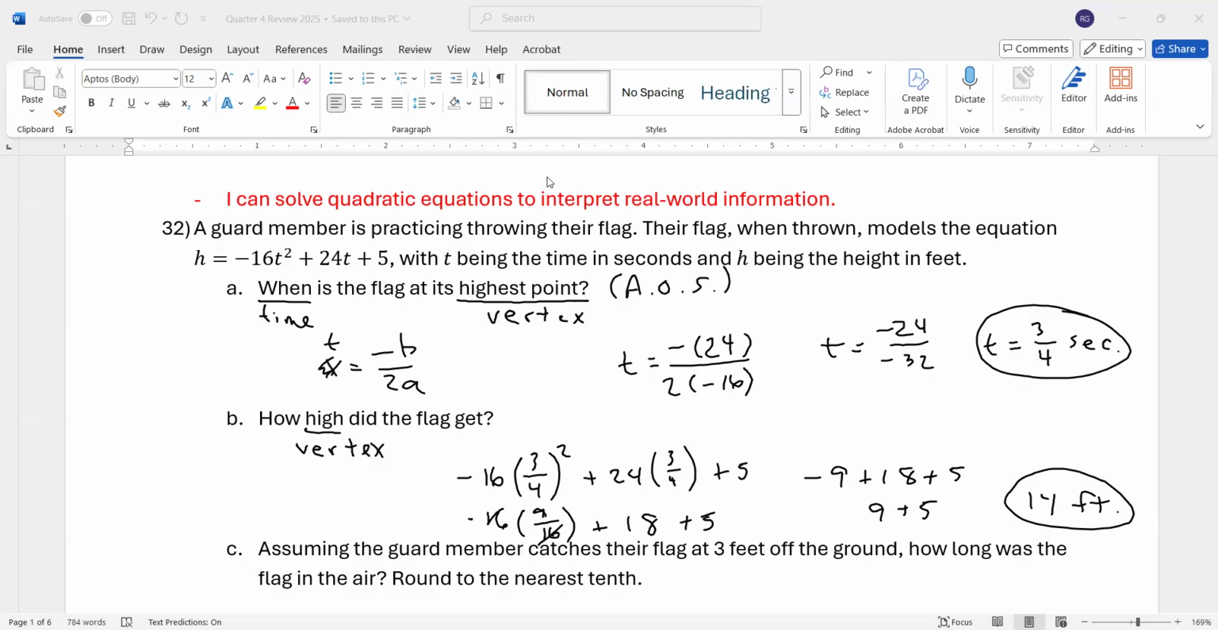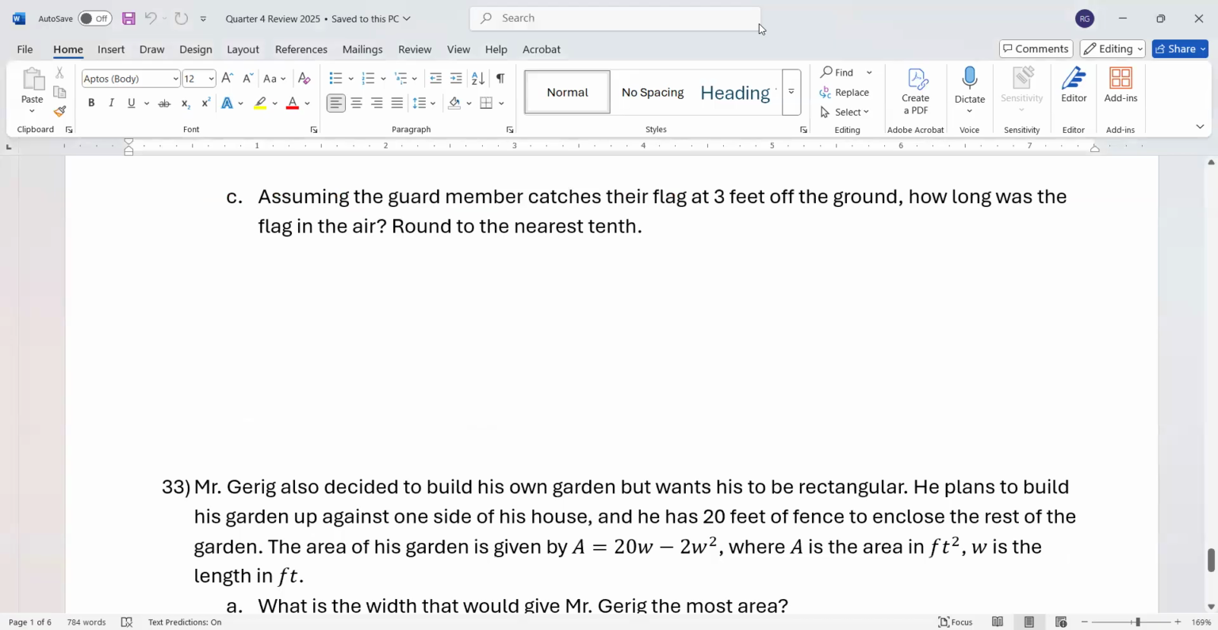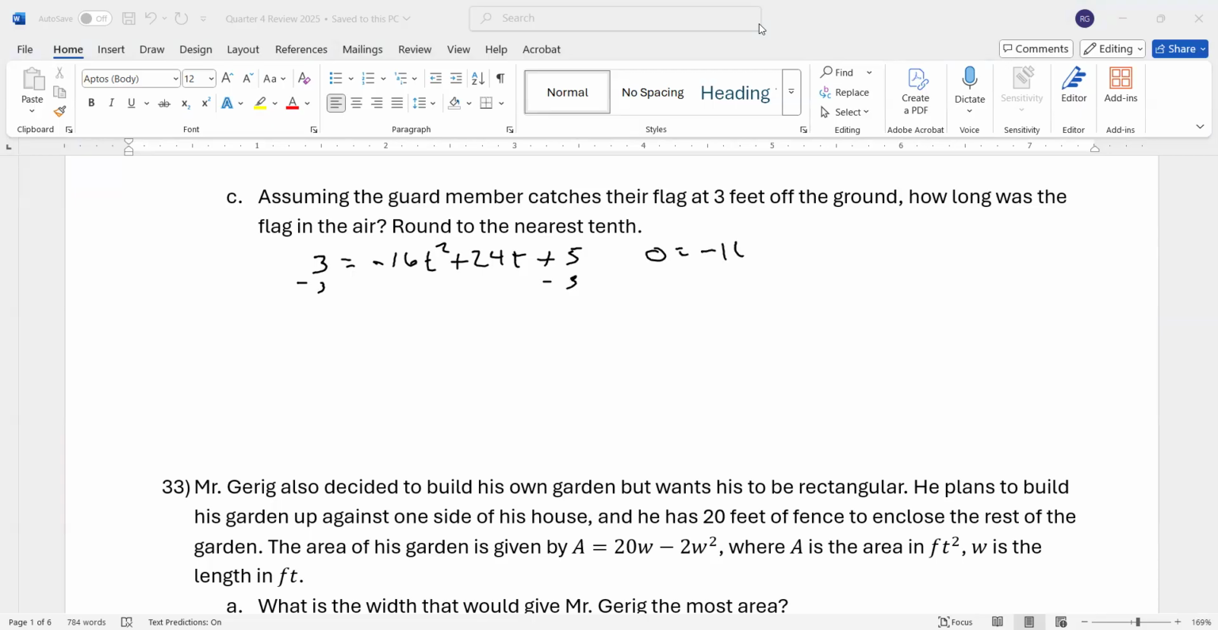Okay, so scroll down here. Assuming the guard member catches their flag at 3 feet off the ground, how long was the flag in the air? So I'm putting 3 in for h. The formula was negative 16t squared plus 24t plus 5. To solve this, I need to subtract 3, giving me a new equation of negative 16t squared plus 24t plus 2.